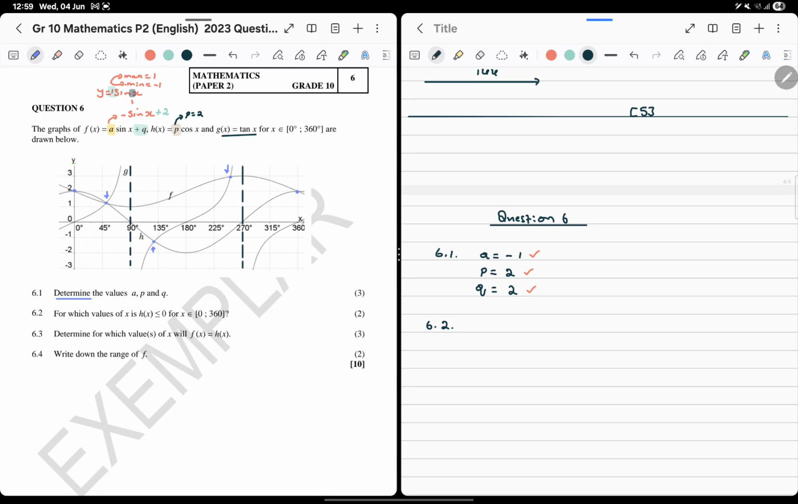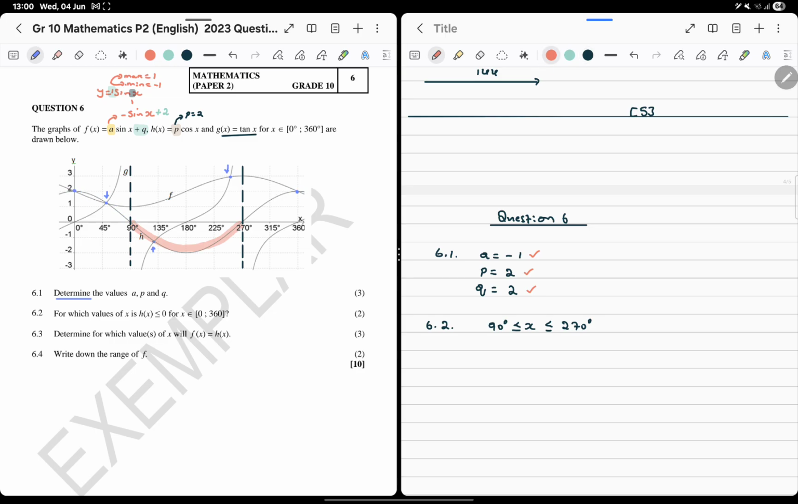6.2 says, for which values of x is h of x, the graph of the cosine function, less than or equal to 0? So this is happening between 90 and 270. Great. So we know that x must be less than or equal to 270 degrees, and greater than or equal to 90 degrees. Because beyond 270 the graph is positive, below 90 the graph is positive.